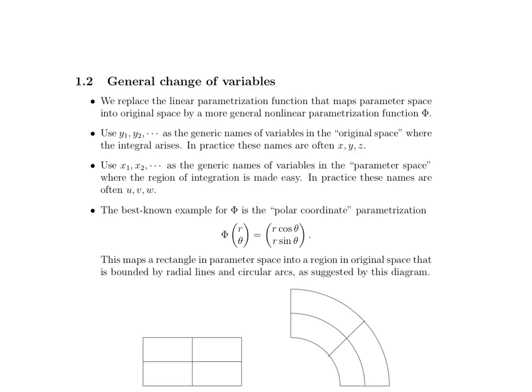And then the generic names of variables in parameter space are usually u, v, and w. We're going to refer to those as x1, x2 in our succinct change of variables formula at the bottom of this page. So in practice, you'll be calling these x, y, z and u, v, w, depending on whether you're in the original space or parameter space. For us, we needed to make it a little more succinct and a little more easy to generalize.